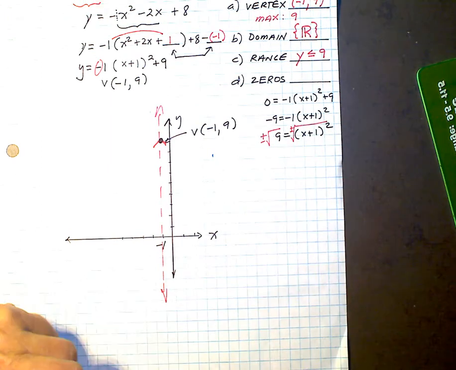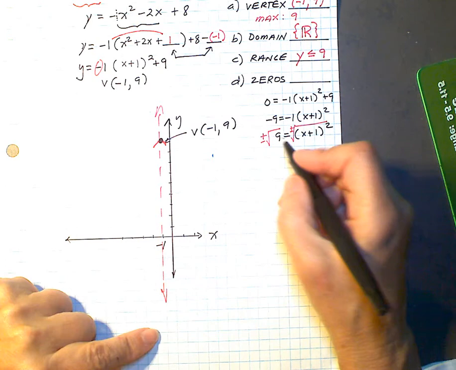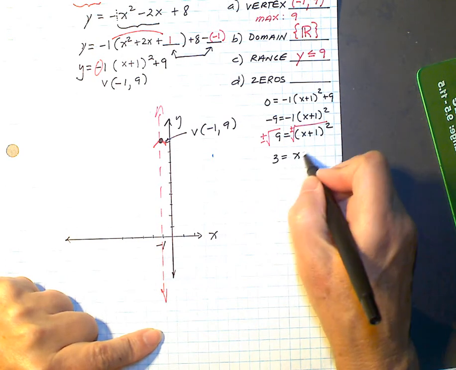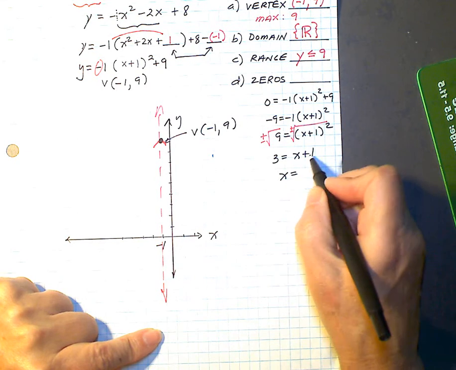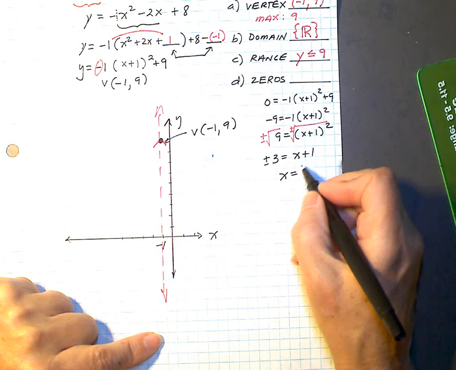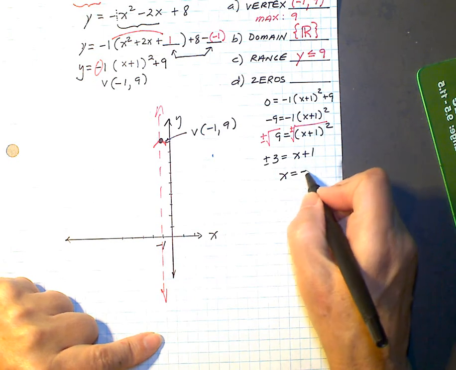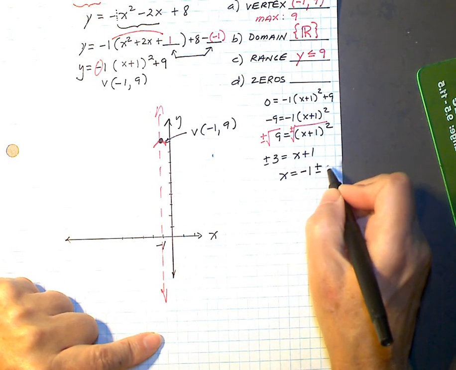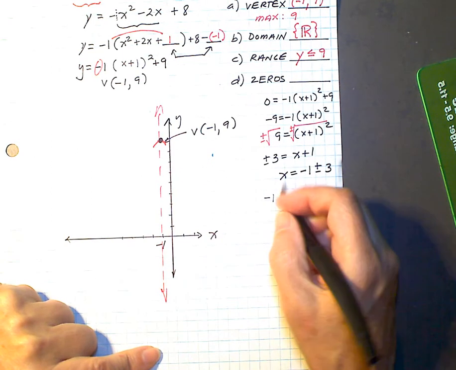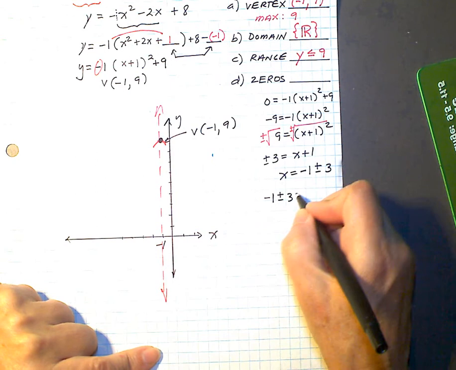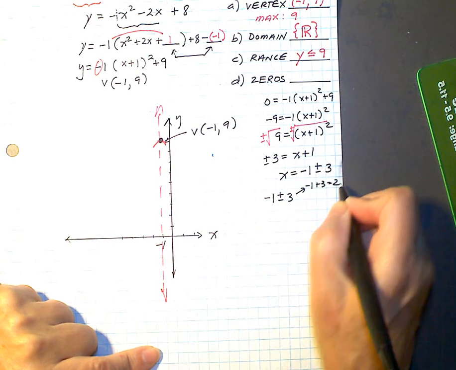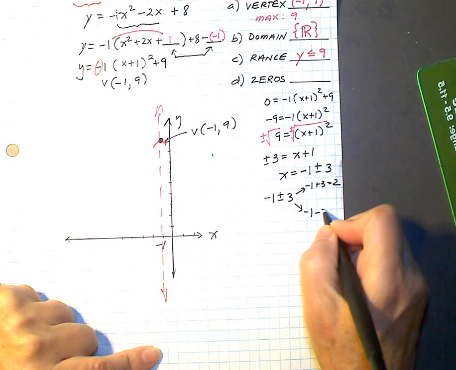So on the left I have a 3. So this is positive or negative 3 is equal to x plus 1. So subtracting 1 from both sides, x is equal to negative 1 plus or minus 3. Well, negative 1 plus or minus 3, those are all rational numbers. Negative 1 plus 3 is 2. Negative 1 minus 3 is negative 4.